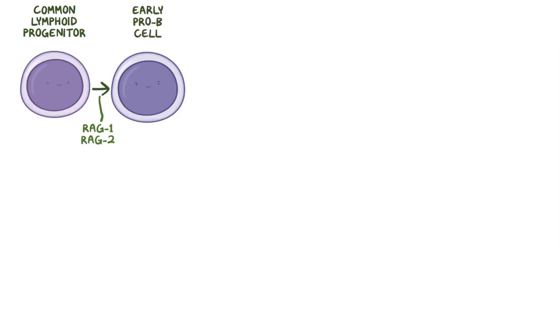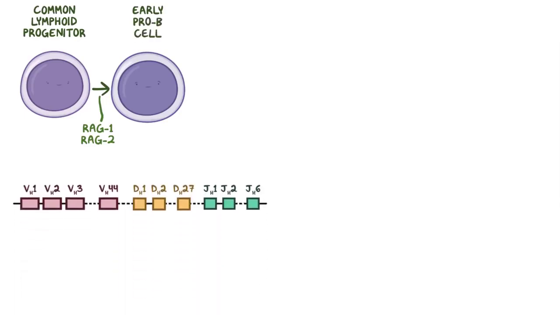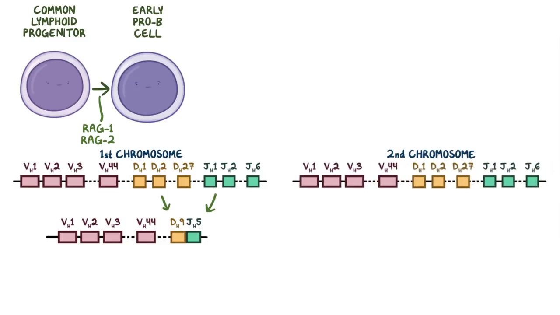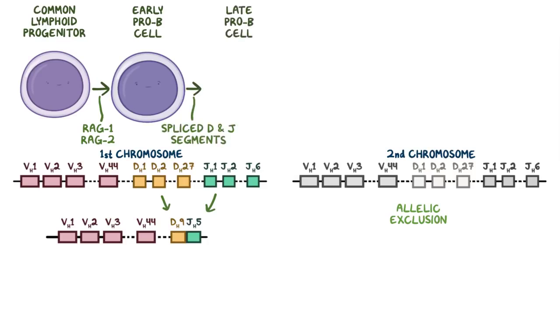Two enzymes, RAG1 and RAG2, start getting expressed, and that signifies that the cell is now an early pro-B cell. RAG1 and RAG2 help to splice together D and J segments on both chromosomes. And the chromosome that successfully rearranges first will then suppress the other chromosomes from rearranging, a process called allelic exclusion. If a cell successfully joins a D segment to a J segment, then it's considered a late pro-B cell.